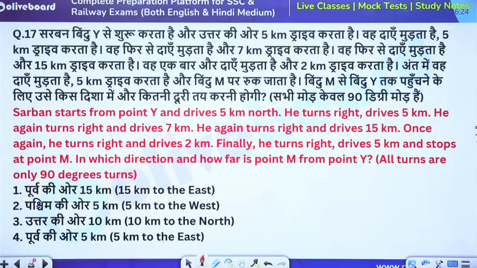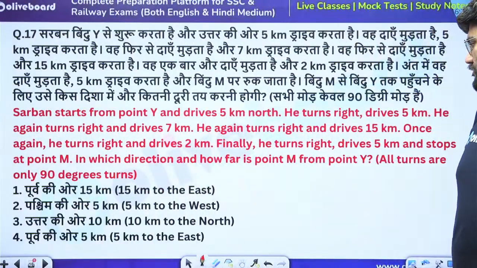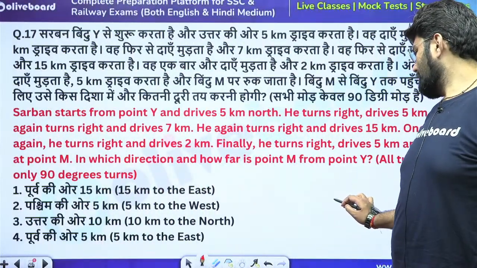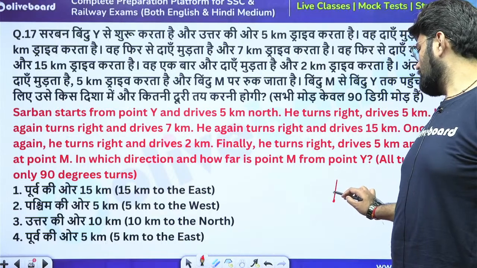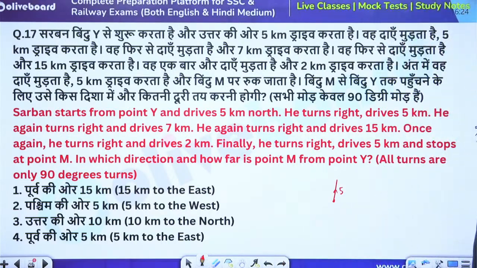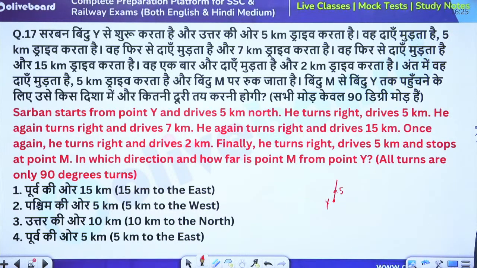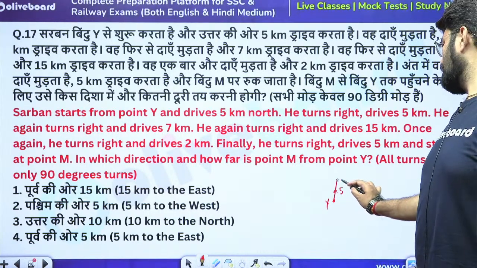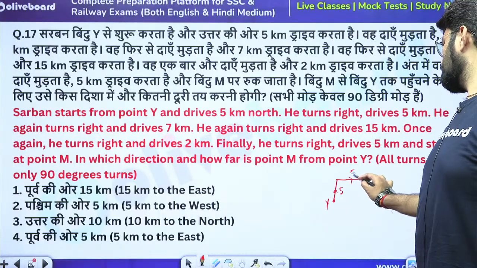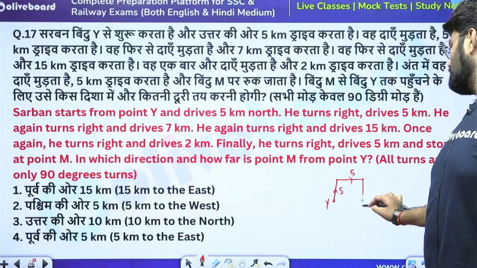Sarban starts from point Y and drives 5 kilometers north. Okay. From point Y, he is driving 5 kilometers north. Then he turns right and drives 5 kilometers. He then turns right and drives 7 kilometers. So he is going 5 and he is going 2 more.